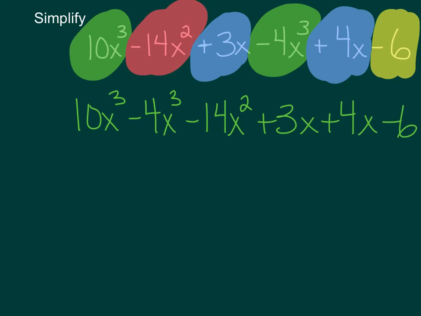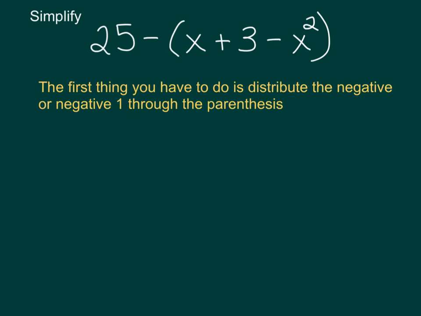10x cubed minus 4x cubed is a 6x cubed. Minus 14x squared, there's nobody to combine with him, he's all alone. 3x plus 4x is a 7x, and then I started writing a plus, but really that's a minus sign, minus 6. So there's my simplified polynomial all the way down.